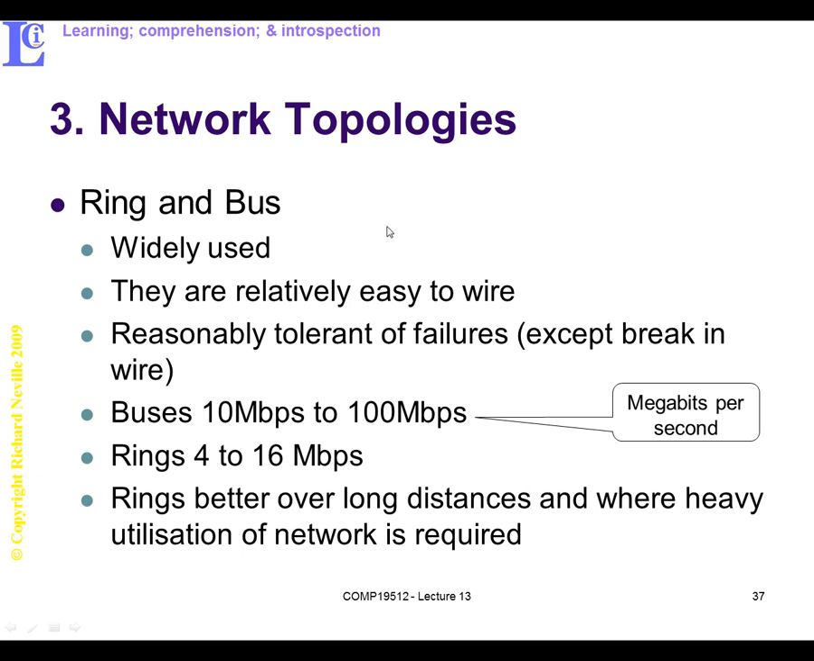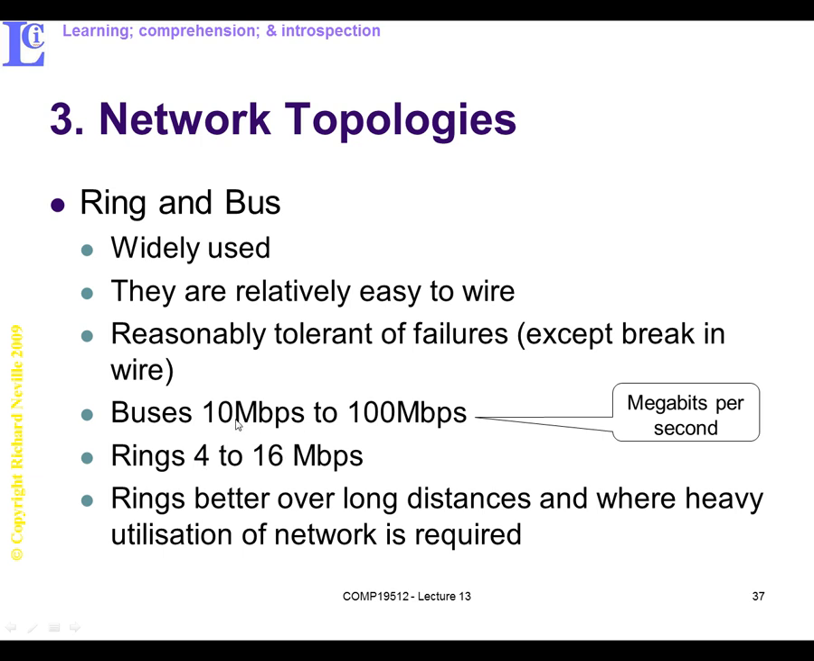Now we're going to start looking at these types of networks and give some metadata about all of them. The first ones, rings and buses, are widely used in local area networks, small networks. They're easy to wire, so you could wire these up with twisted wire pairs. They're relatively fault tolerant, and they transmit data at 10 megabits per second to 100 megabits. So it's relatively fast data transmission, and that's for a bus, whereas a ring network might be transmitting at 4 to 16.